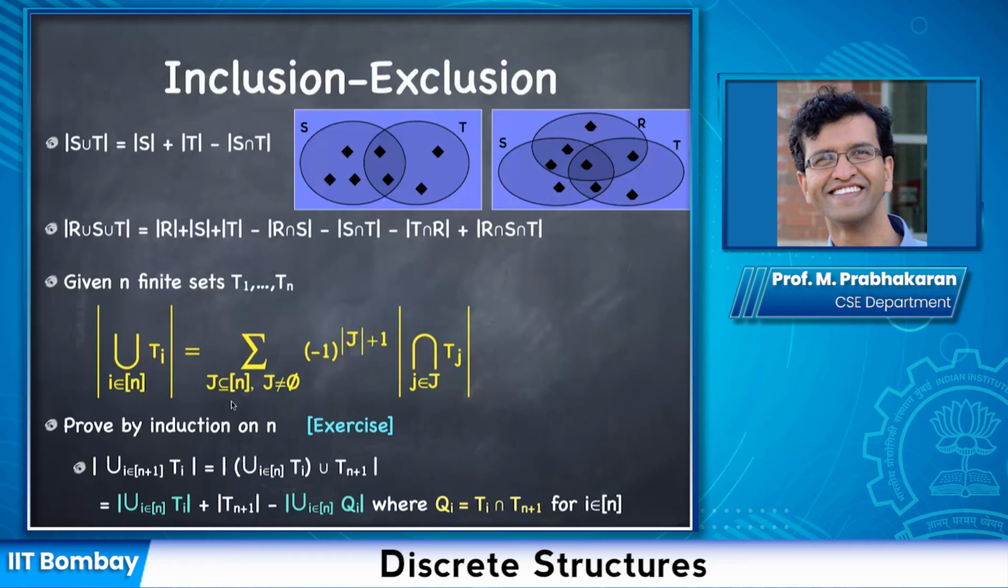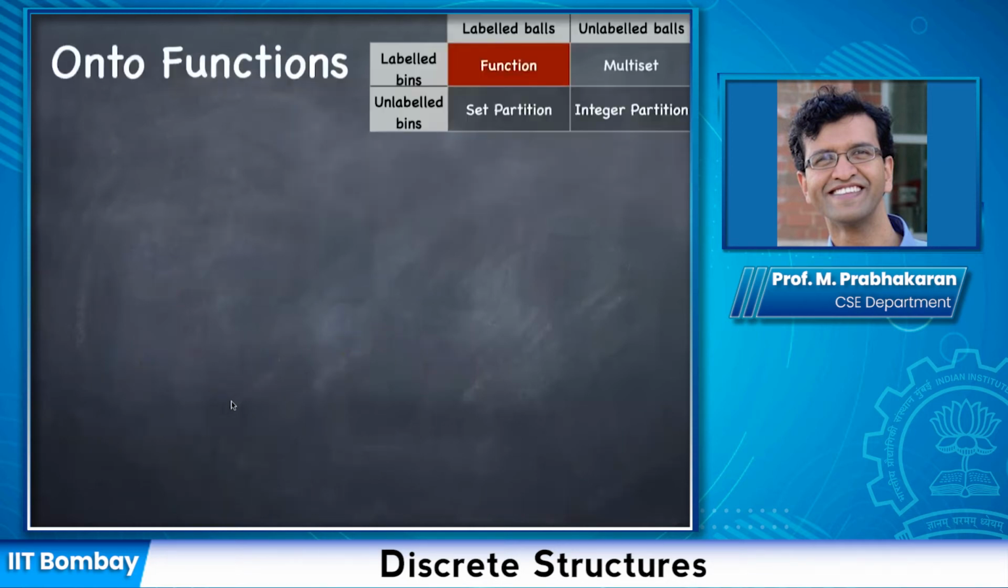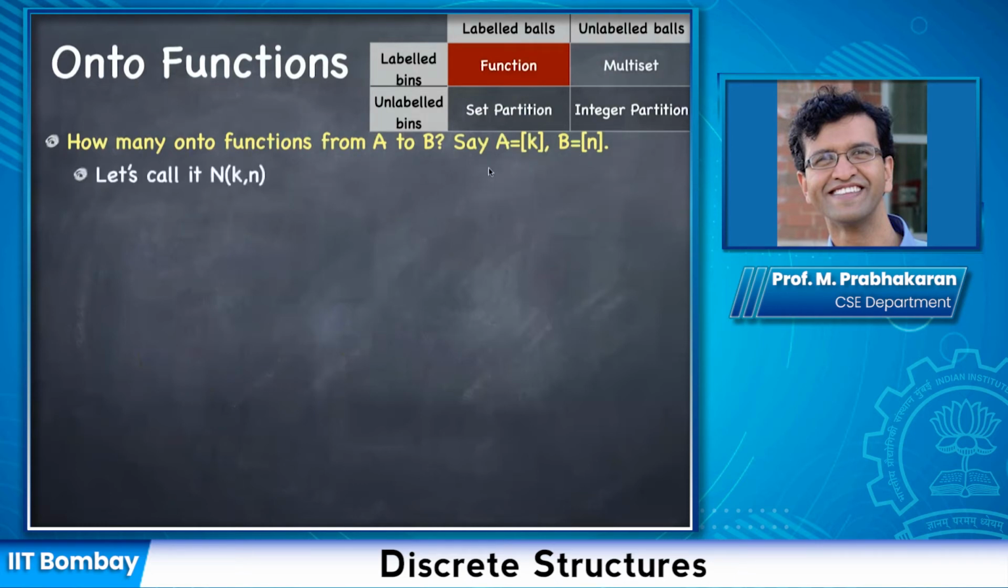So this is the generalized form of inclusion-exclusion principle, and we will need this in counting the number of onto functions. Okay. So that's the question. How many onto functions are there from a set of size k to a set of size n? I'm going to give it a name. I'll call it NKN because it'll show up in a couple of other places later on. It's not a very standard notation. It's just something we will use for convenience.